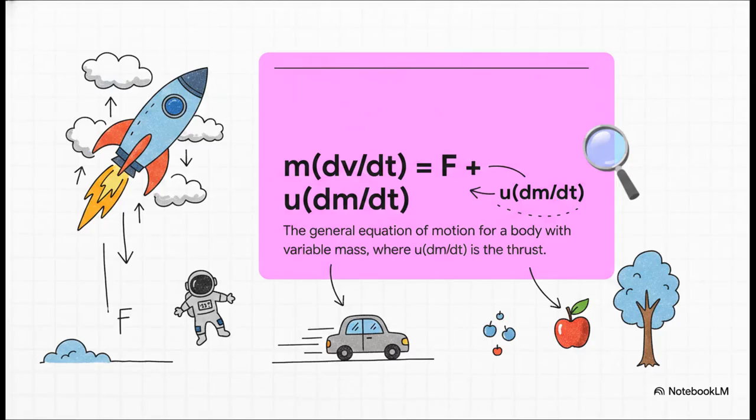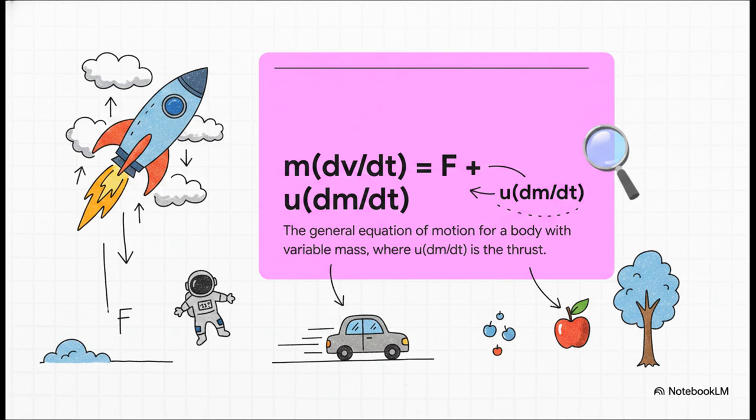And here it is, our master tool. This equation can handle any object that's changing mass. So let's break it down real quick. On the left, you see m dv/dt. That's just a physicist's fancy way of saying mass times acceleration. You know, good old F equals ma. On the right, that first term, F, stands for any outside forces, like gravity or air resistance.